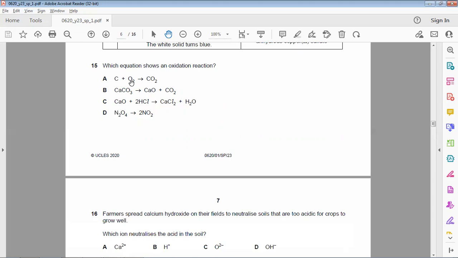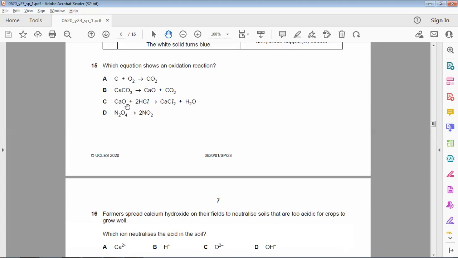Also, the oxidation number of oxygen has decreased from 0 to -2, whereas the oxidation number of carbon has increased from 0 to +4. So A is the correct answer. Why not B? Because B is a decomposition reaction, and decomposition reactions are not redox reactions. No electron transfers take place. It just breaks down into two parts. C is a neutralization reaction, and neutralization reactions are also not oxidation-reduction reactions or redox reactions.